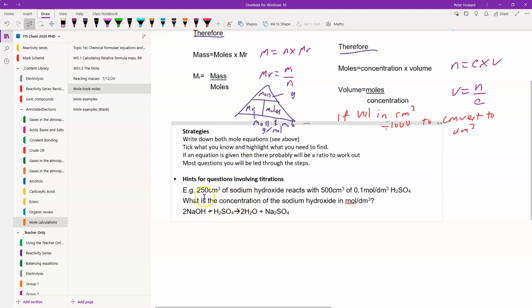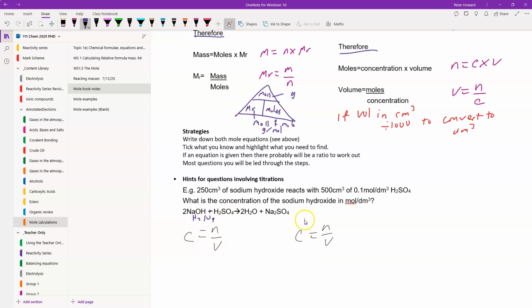If we look at the question, it talks about sodium hydroxide and sulfuric acid. It's also got an equation, so there's going to be at some point a ratio. It's involving solutions, so I would suggest we write the equation down involving solutions. Concentration is moles over volume, and we've got 2 different solutions, so we can apply this concentration equals moles over volume to 2 different things: one for the H2SO4 and one for the NaOH.